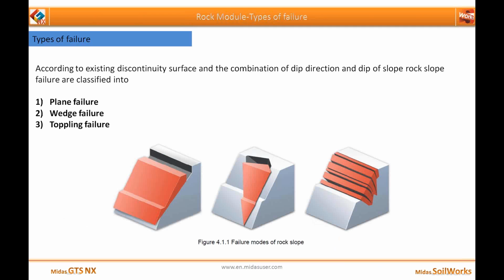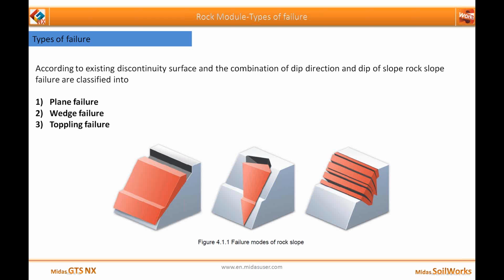First of all, why do we need the rock module when we have the slope module for the analysis? If the rock variation is like weathered rock with soil, and the failure could be well defined by arc failure, then you can use the slope module for the slope factor calculation. But the types of failure which actually happen in rock are different. As you can see on your screen, they are plane failure, wedge failure and toppling failure.